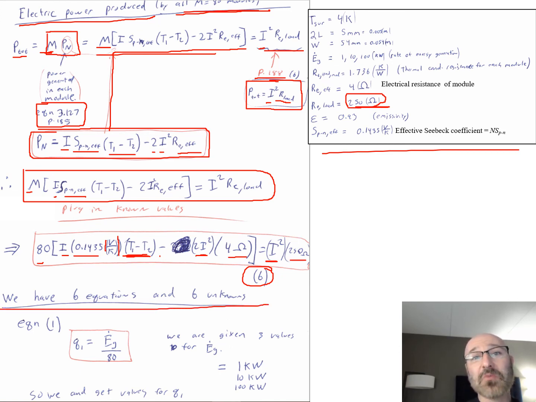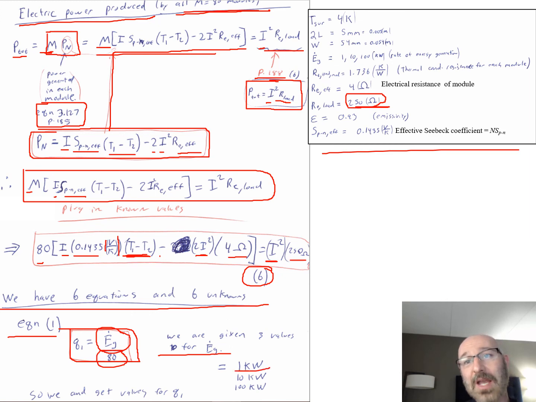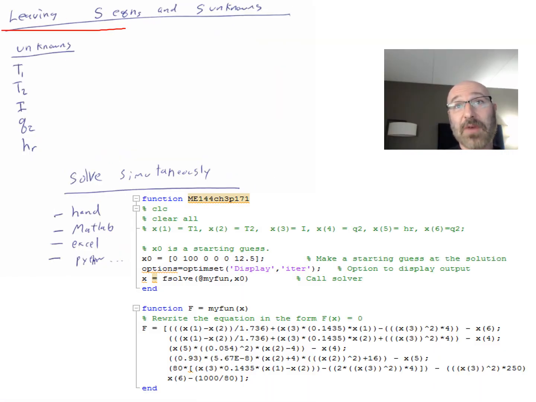Well, we can reduce one of them, because we have this relationship from equation 1 that Q1 is equal to E sub G over 80, and we're given 3 values for E sub G. So we can do this for Q sub 1 for 1 watt, 10 watt, and 1 kilowatt, 10 kilowatts, and 100 kilowatts. So we can get values for each Q1 for each of those. That will leave us with 5 equations and 5 unknowns to solve 3 different ways, for each of those values. So again, 5 equations, 5 unknowns.